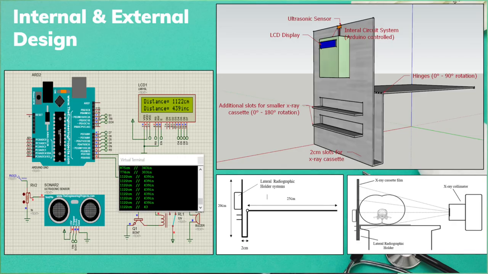So for the internal design, it is actually the circuit diagram or the schematic diagram that is constructed in Proteus. So we have the Arduino module, the ultrasonic sensor module, the LCD display, and because there's no available module for the accelerometer, we have replaced it with 3 sets of LDR, which is connected to the analog pin to test the program code. Beside it, we have the size dimension of the holder, and next to it, we have an illustration on how the holder is used to capture X-ray images from the lateral view, and above it, we have an external design which is constructed in SketchUp.